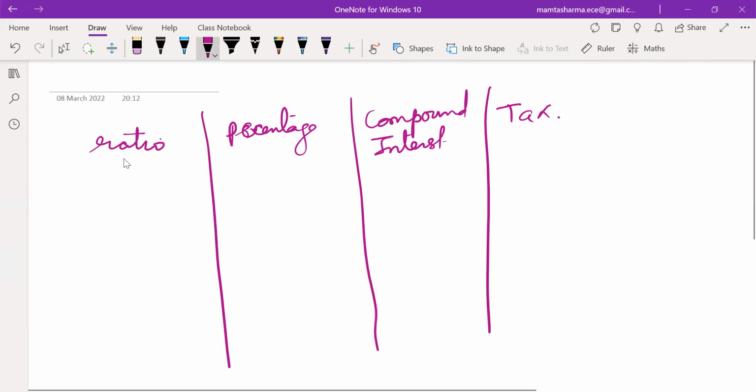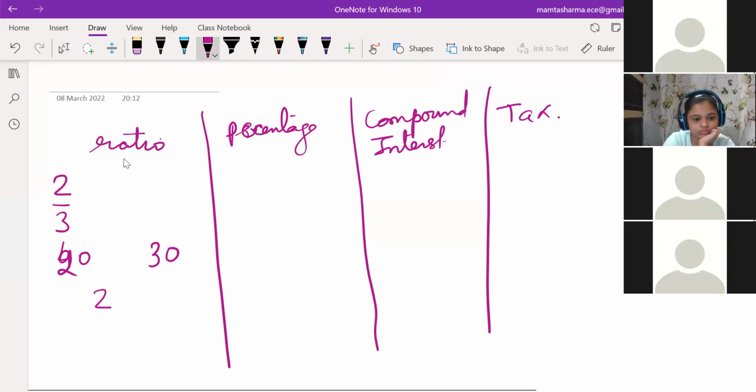So ratio. If I am having 20 oranges and 30 apples, you can say you are having orange and apple in the ratio of 2/3. So in this way you are comparing orange and apple in terms of ratio. Clear?